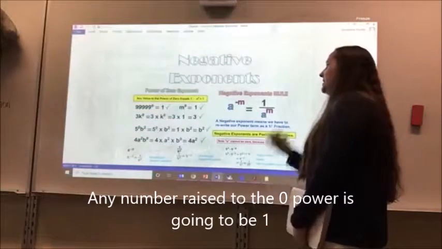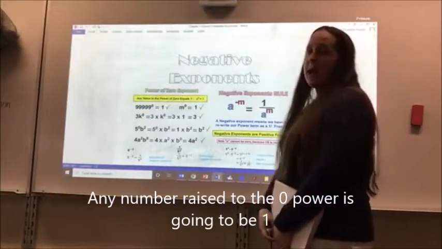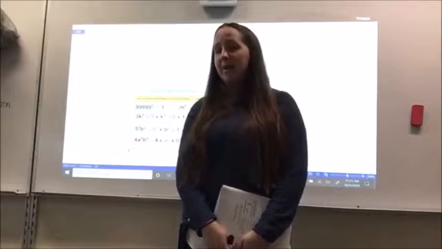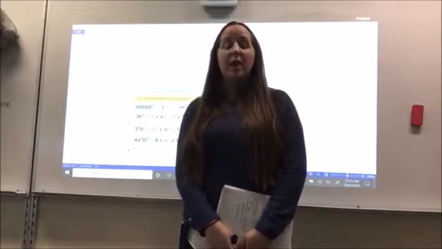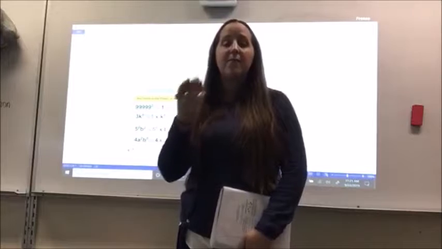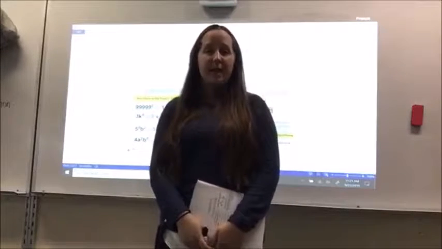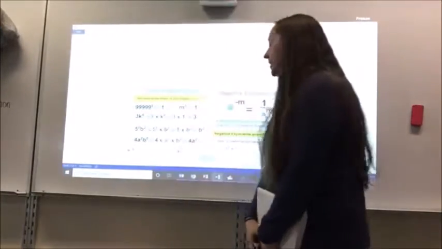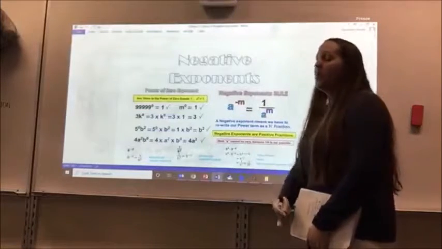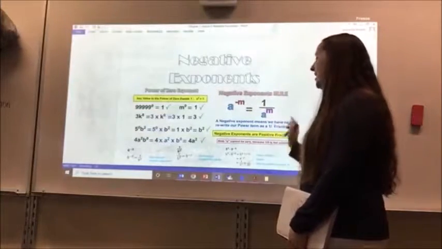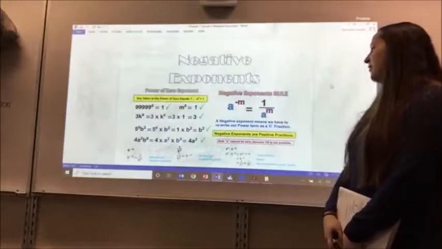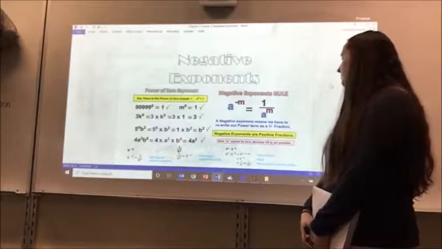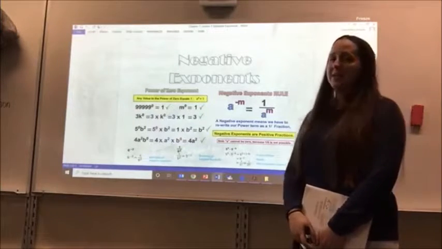The other one I want to look at is the negative exponent rule. When I have a negative exponent, we don't really like those, so I want to change them to positive exponents. Wherever the negative exponent is, I can flip it and bring it either up or down into a fraction. For example, a to the negative n can be rewritten as 1 over a to the n. So a negative exponent means we rewrite our power term as a 1 over fraction. Negative exponents are positive fractions.